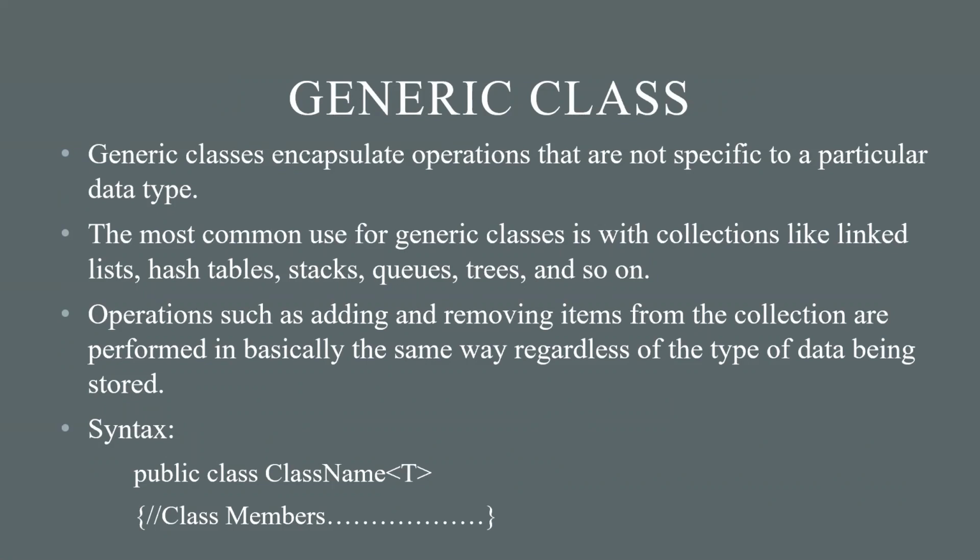So here we see the syntax of how we create a generic class. We use the access modifier, which is public, then the class keyword and the class name. After the class name, you can see in the angle brackets we are giving T. Here in the angle brackets, T means a generic type, so we are not defining the data type for the parameters inside the class. Then inside the class, you write the class members or whatever methods you have.